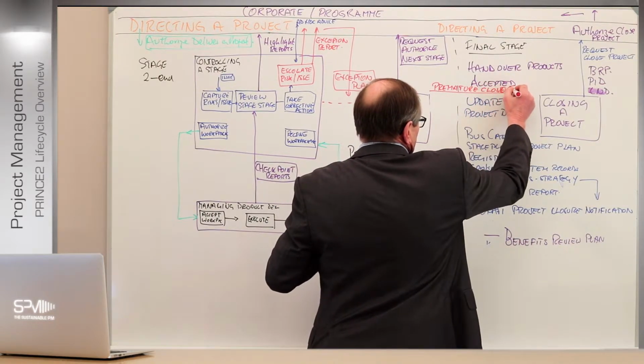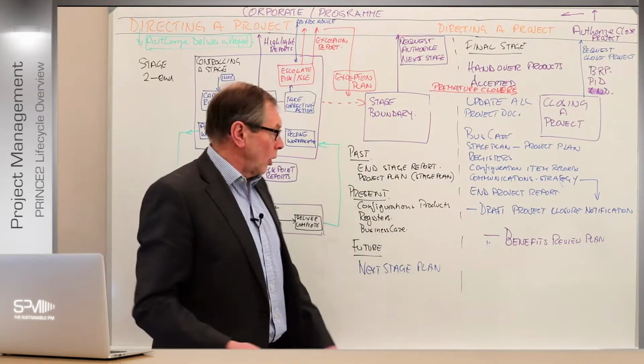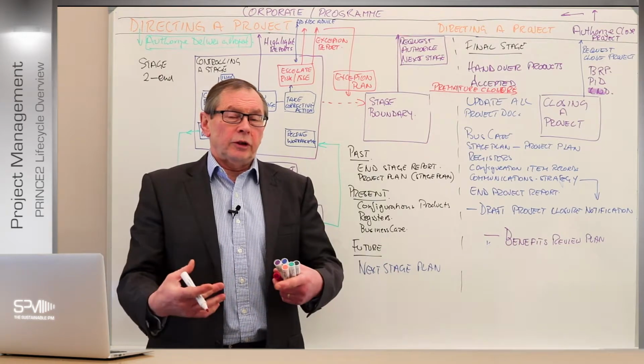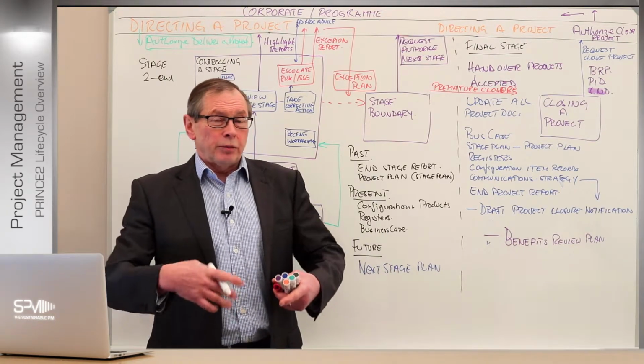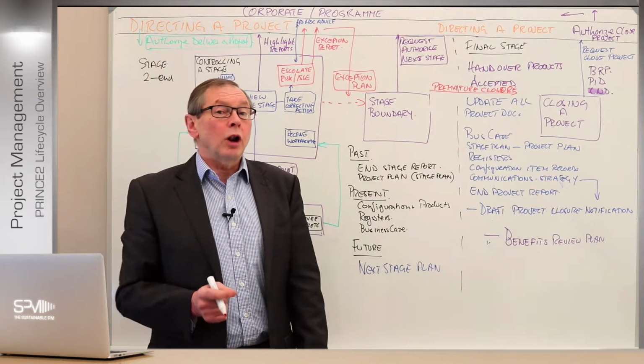Now, close. So now we're automatically at closing a project. So I'm going to write some stuff up in red. This represents the different documents and approaches and activities we need to have from a premature closure point of view.